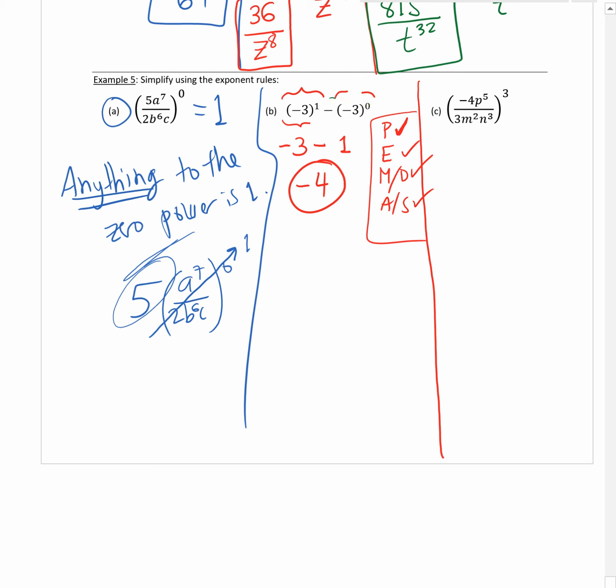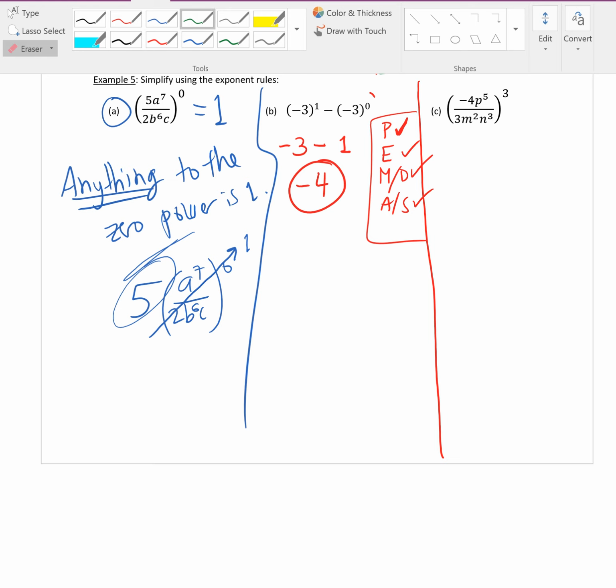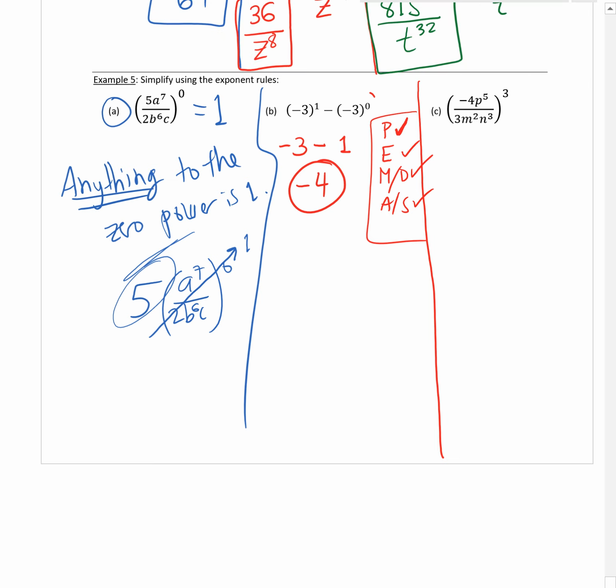We have -3 to a couple powers, and somehow you get -4. But, hey, crazy things happen in math, you know?